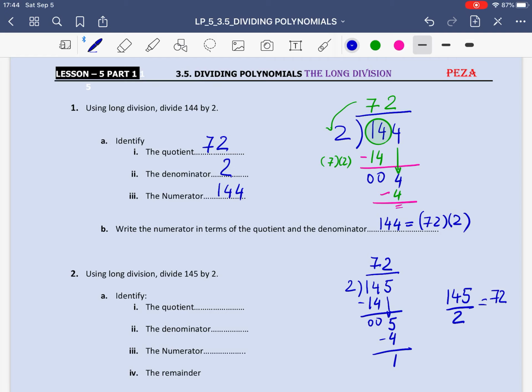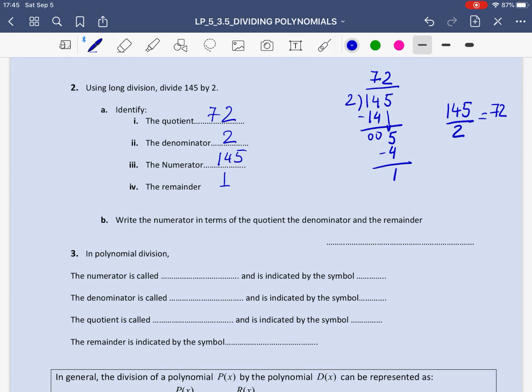So the quotient is 72, the denominator is 2, the numerator is 145, and this time we have a remainder of 1. Now, if we want to write the numerator in terms of the quotient and the denominator, we'll say that 145 is equal to the quotient, 72, multiplied by the denominator, 2, adding 1.